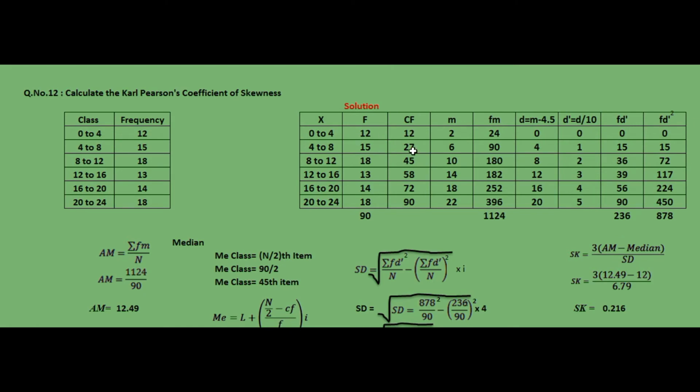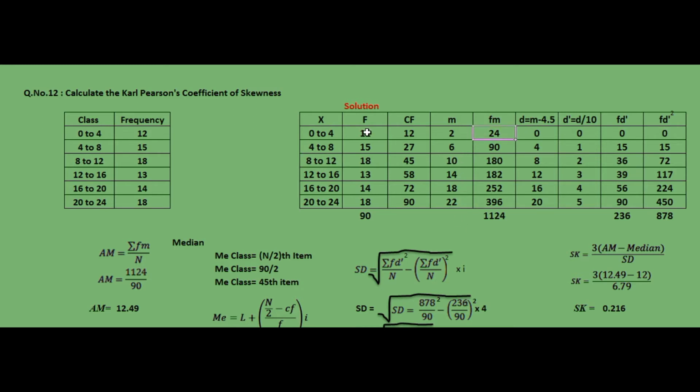12 plus 15, 27. 27 plus 18, 45. 45 plus 13, 58. 58 plus 14, 72. 72 plus 18, 90. Both the numbers are same. Now you need to find the m. What is m? 0 plus 4 by 2, 2. 0 plus 8, 12. 12 by 2 is 6. Now the difference is 4. Then you have to add the difference 4 here. 2 plus 4, 6. 6 plus 4, 10. Why is 4 added? Because the interval is 4 here. So add the 4 and you will get up to 22.